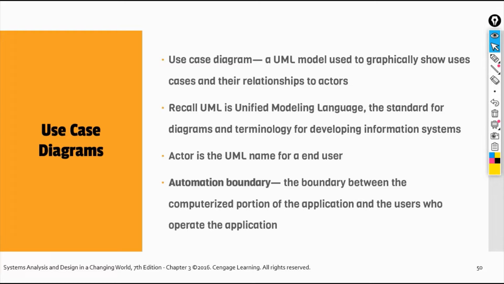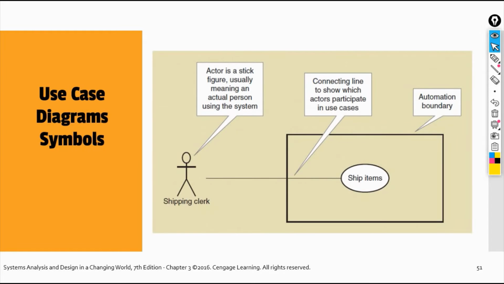You saw an example of a use case diagram in lesson 1. In UML, the person is called an actor. An actor is always outside the automation boundary. The automation boundary is this square right here, or maybe a rectangle if there are a lot of use cases later. So the actor is always outside of the boundary.